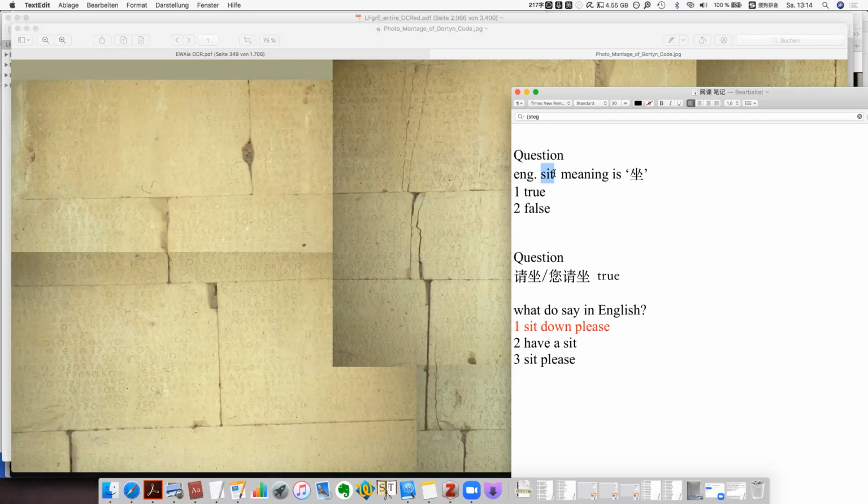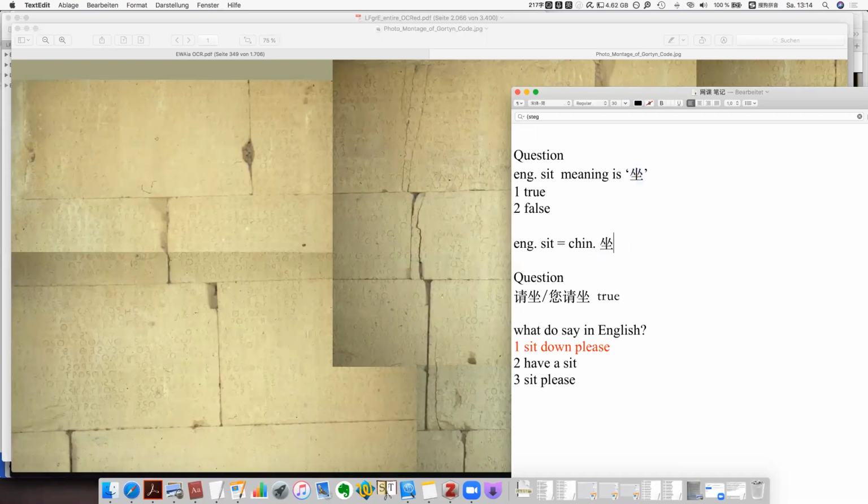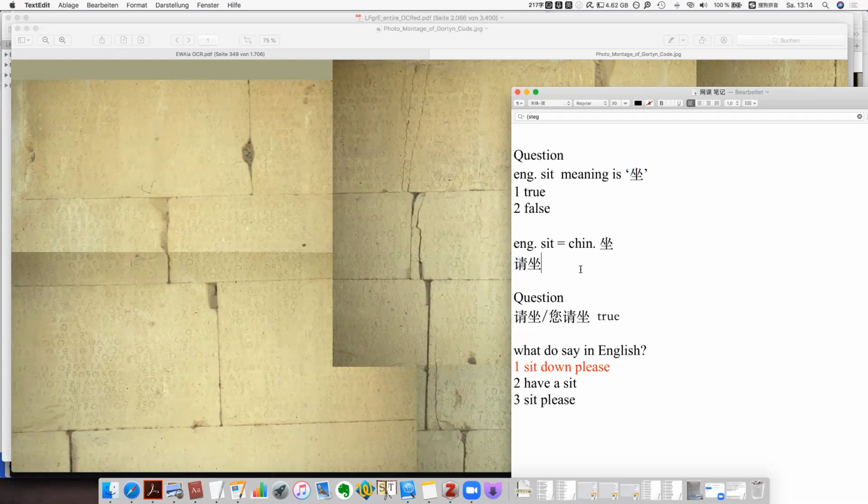And then comes the question. If English seat equals Chinese 坐, how should we translate 请坐? Sit, please, or please sit, right? This is fine. Do you notice any problem? If English seat equals Chinese 坐, and 请坐 you would usually translate as sit please, but you will not say that. You would say sit down please. So this is something a little bit uncomfortable.